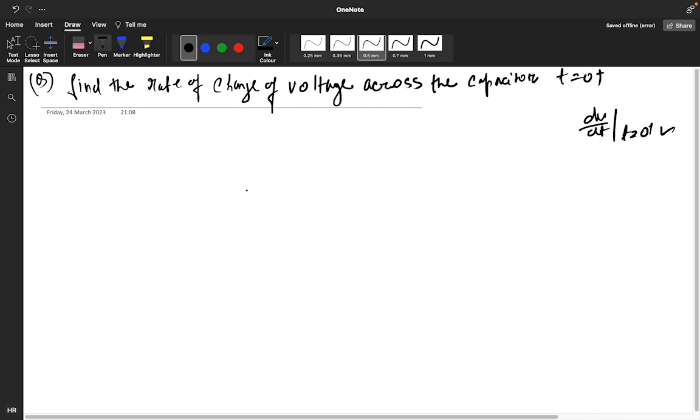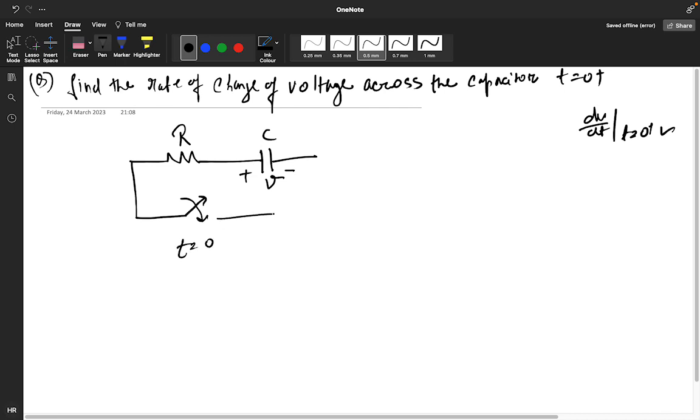You need to find. So the circuit is, this is your resistance. This particular is your capacitor. It's a resistance, it's a capacitor, and the capacitor value is C, the voltage across the capacitor is plus minus V. And you have a switch which is getting closed at t equals 0. And this particular parameter is plus minus 1 volt. So how will you solve this question?